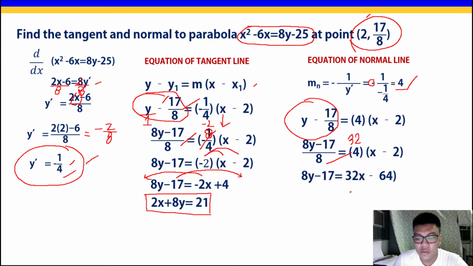Okay? So, simplifying this, lipat-lipat lang, para hindi na mag-negative yung ating 8y, ito na lang ating ilipat. So, 32x minus 8y, tapos 64, lipat dito sa kaliwa. Therefore, we have 32x minus 8y is equal to 64 minus 17. Simplifying, we have 32x minus 8y is equal to 47.